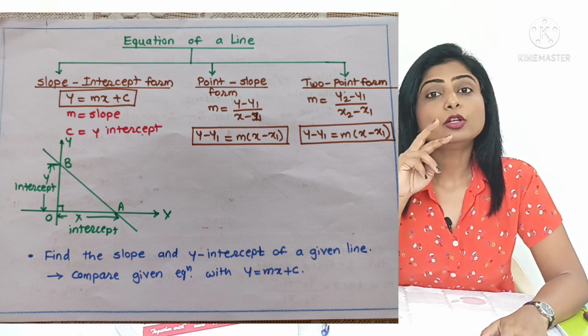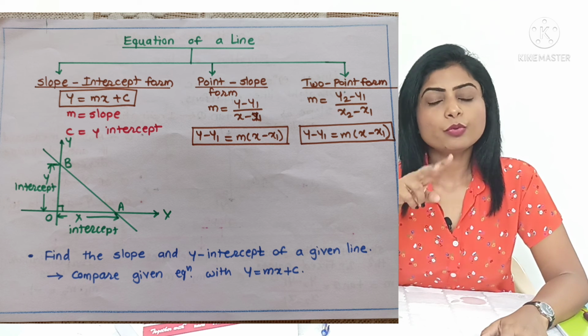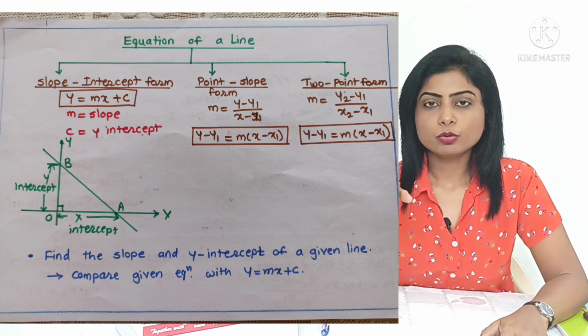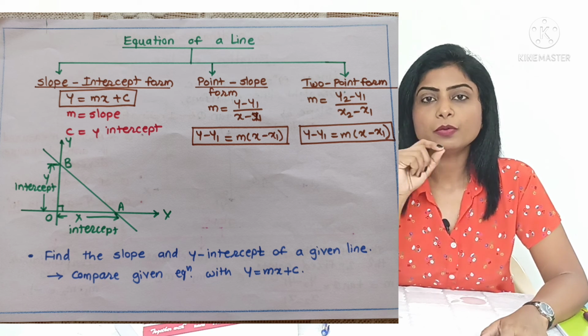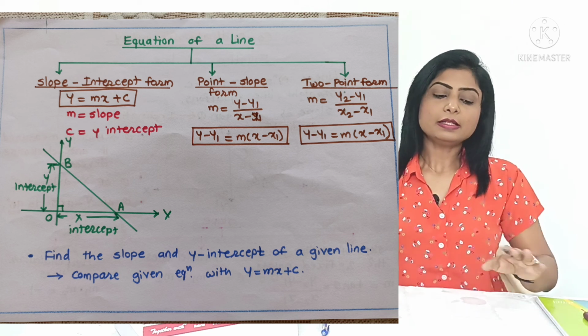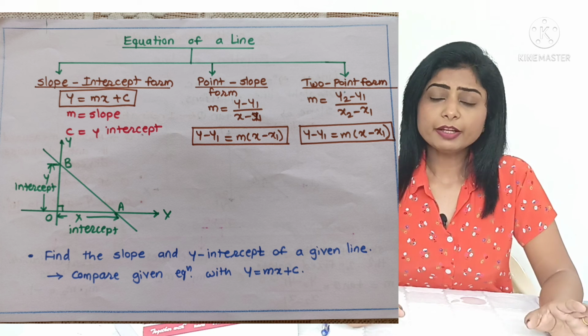The third part is where 2 points are given. By using these 2 points, you can calculate m, which is m is equal to (y2 minus y1) upon (x2 minus x1), and the line equation will be y minus y1 equals m into (x minus x1). So this concludes our equation of line.